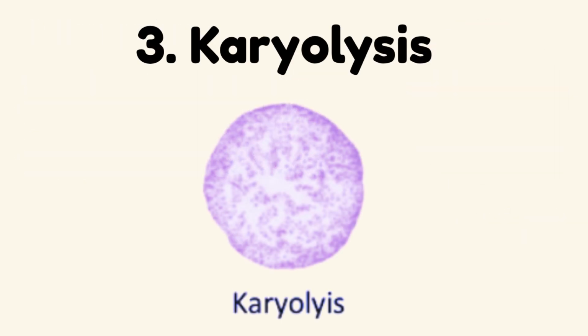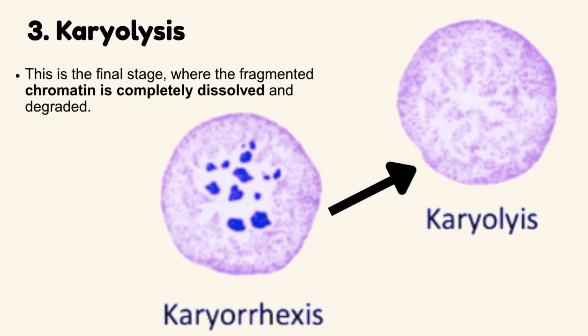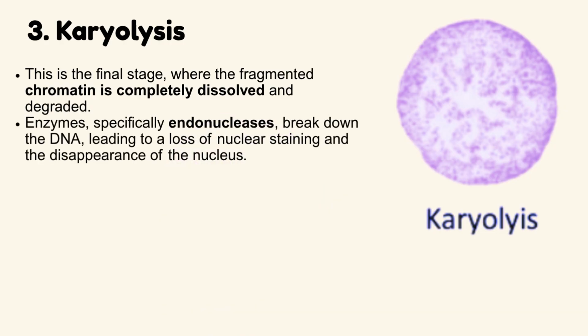Number 3. Karyolysis. This is the final stage, where the fragmented chromatin is completely dissolved and degraded. Enzymes, specifically endonuclease, break down the DNA, leading to a loss of nuclear staining and the disappearance of the nucleus. The nucleus eventually disappears completely.